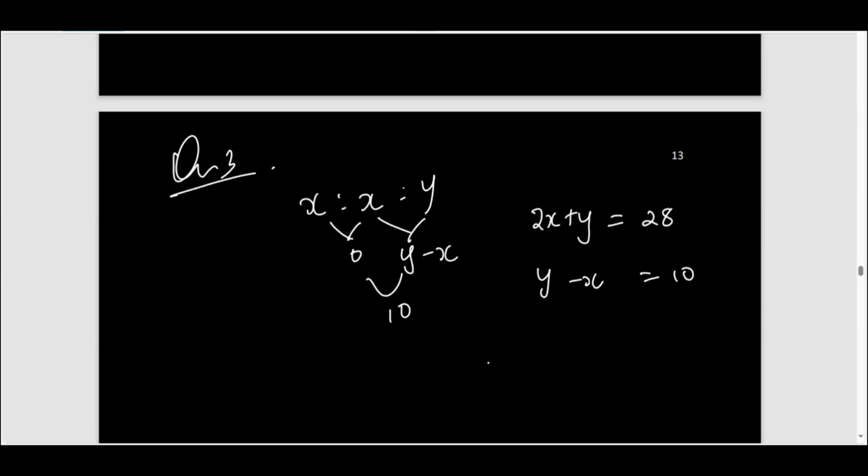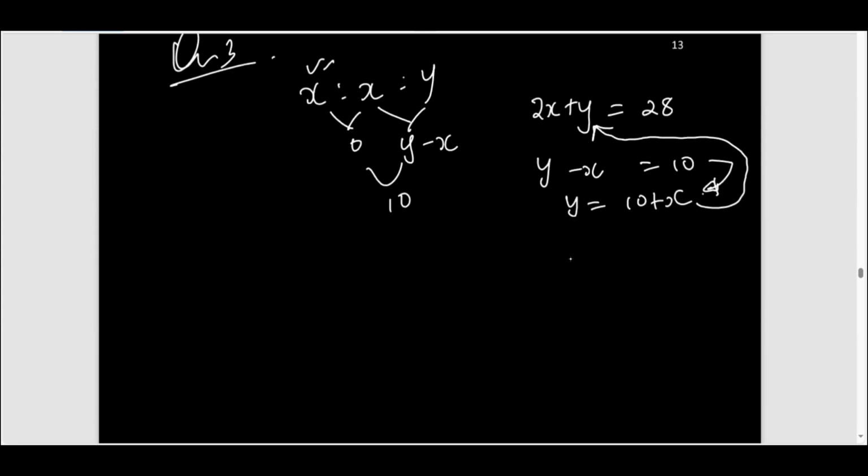Okay. So what is my point? My point is I want x. I don't need y. Okay, so let me substitute. So y is going to be 10 plus x from this equation. Then I'll replace it so that I get my value of x. So which means it's 2x plus 10 plus x should give us 28. Is it going to make sense? I don't know. Okay, so 3x is equal to 18, which means x is a 6.